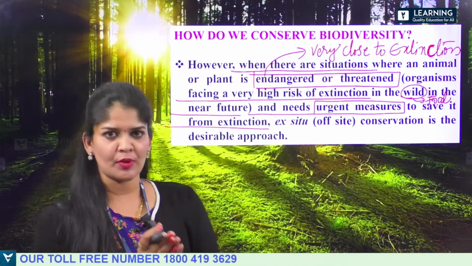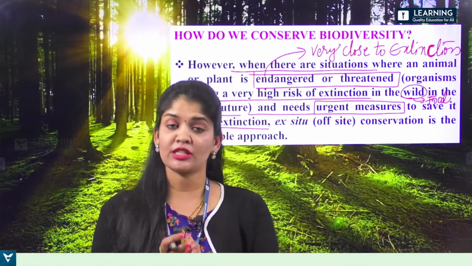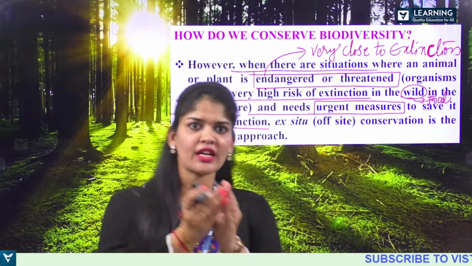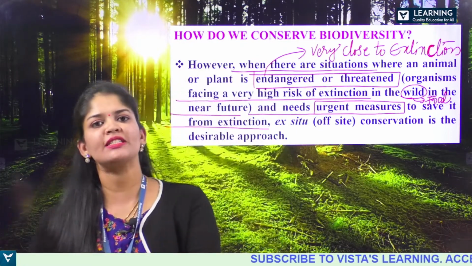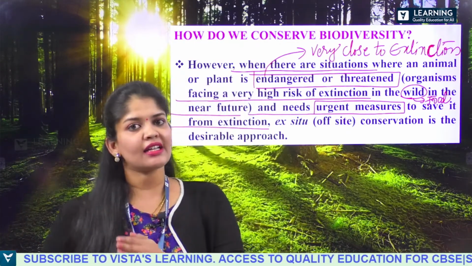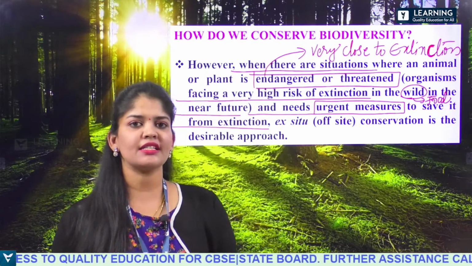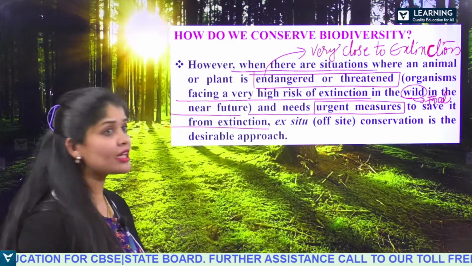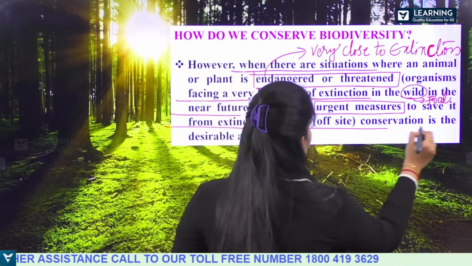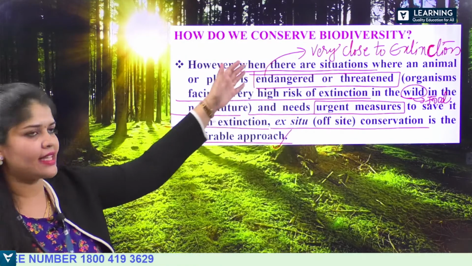If they are species which are soon going to go extinct, special care is needed. We take that species out of the natural habitat and provide special settings and conditions very similar to the natural habitat, but they are kept under human protection. That means the care is given by humans. That type of conservation is what we call ex situ or off-site conservation, and that is the desirable approach in this case.